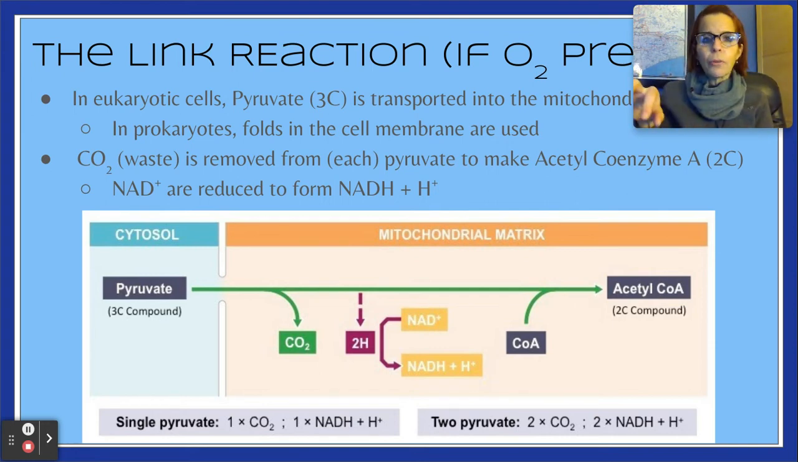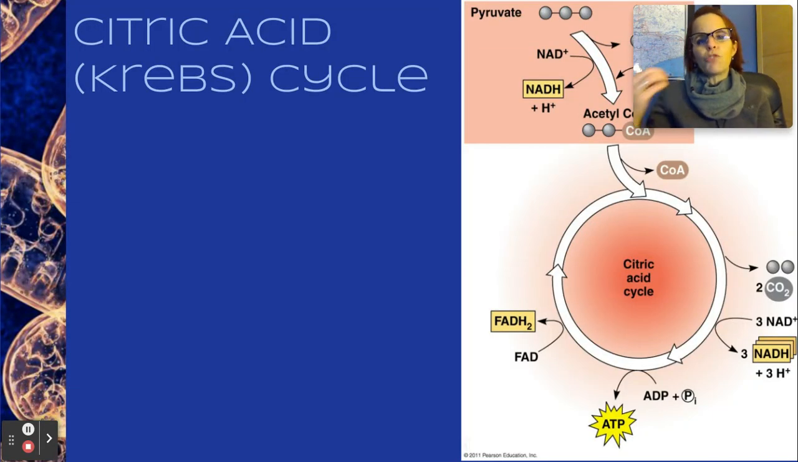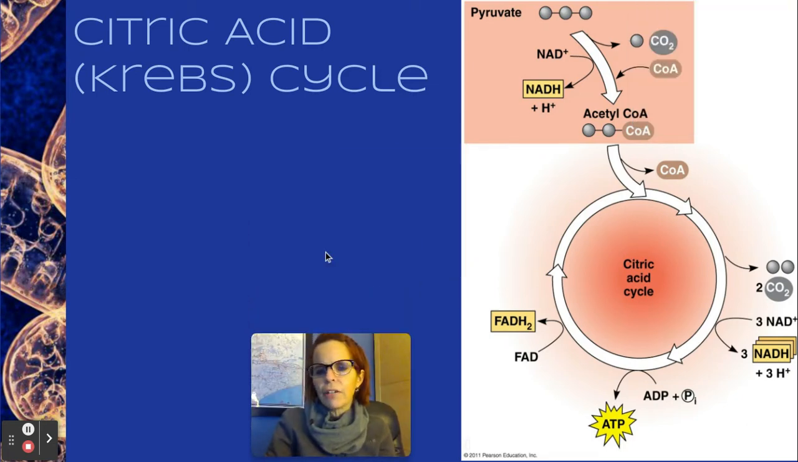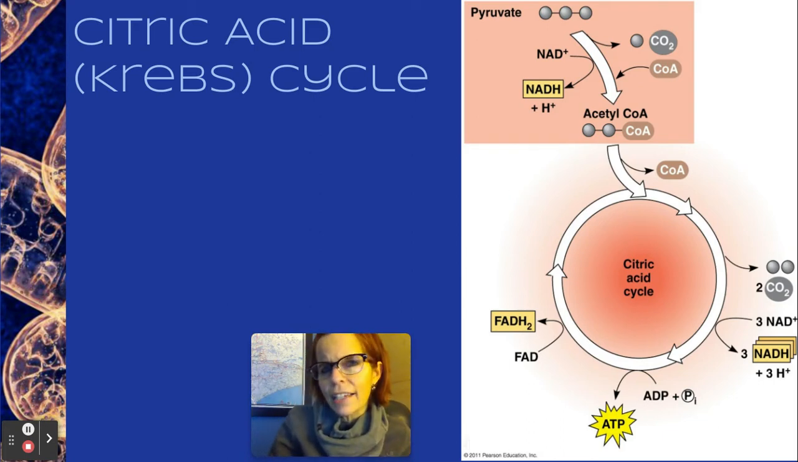Okay, so this is the link reaction. We're moving from glycolysis into the mitochondria. That's the link reaction. Now we're going to take the acetyl-CoA and it's going to jump into, look at the diagram, the acetyl-CoA. I'm going to get my picture out of the way for a moment. The acetyl-CoA is now going to be entering the citric acid cycle. This is all happening inside of the mitochondria.